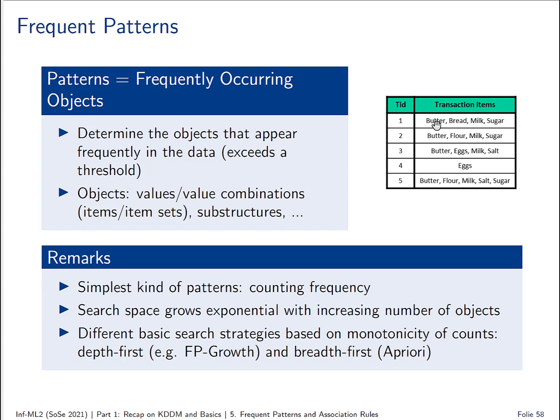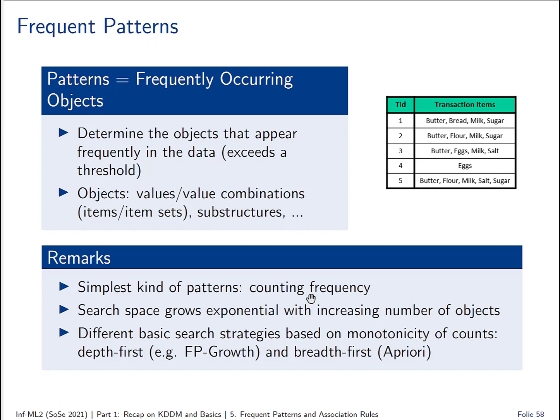Yeah? So, for example, butter, butter, butter, butter. So butter is appearing four times. The combination of butter and milk is also appearing four times, and so on. So this is simply a counting thing. And that's actually why these are the simple kind of patterns, because we're just counting frequencies in that case.